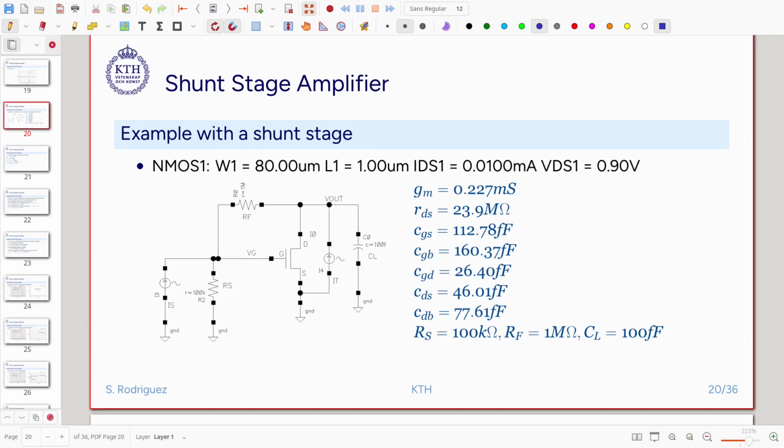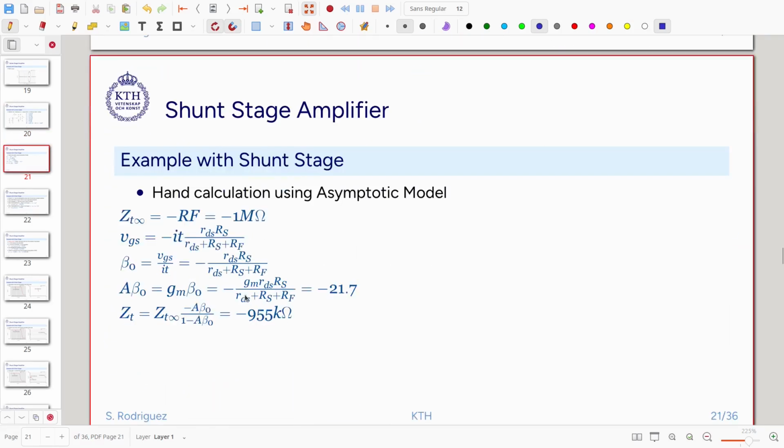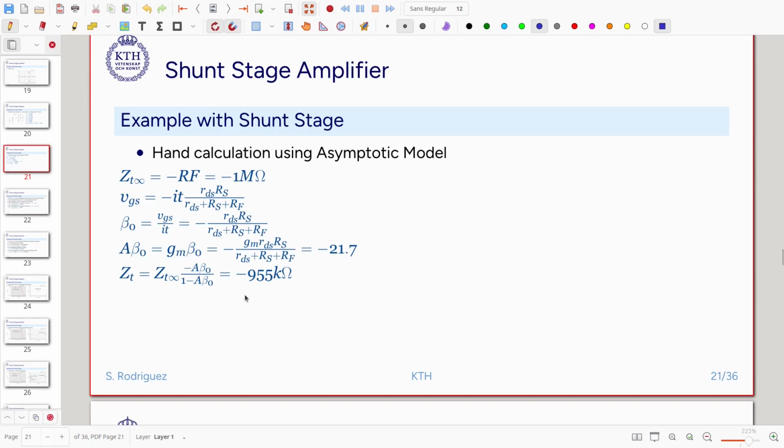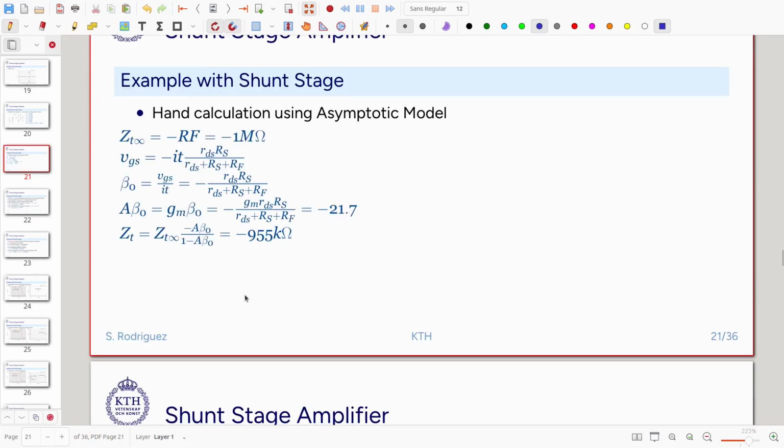So we will continue with our next example, and we will have a shunt stage now. The schematic of our shunt stage is here. We are going to follow a very similar procedure as we did before. So we start doing a hand calculation using the asymptotic model.